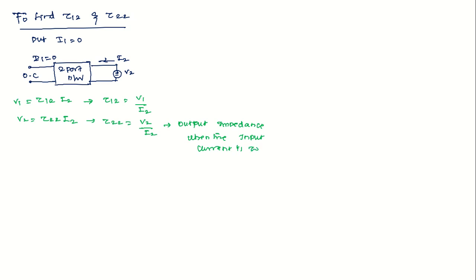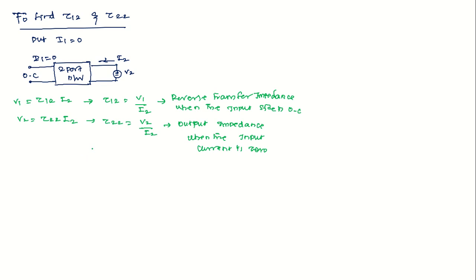Input current is 0. And this one is called the reverse transfer impedance when the input side is open circuited. Either it can be written as input current is 0 or the input side is open circuited.